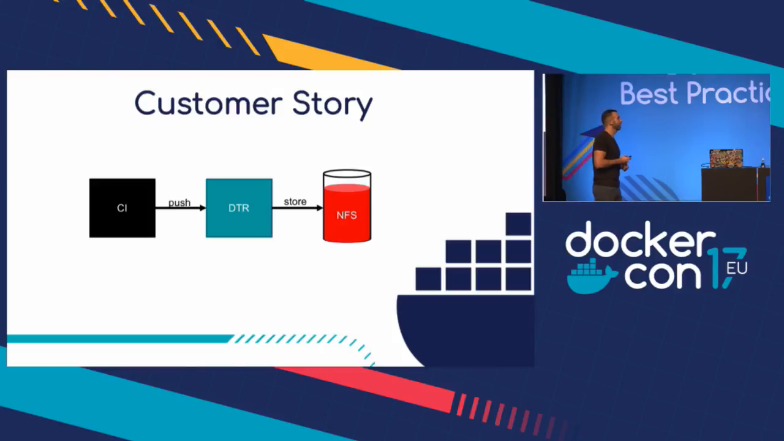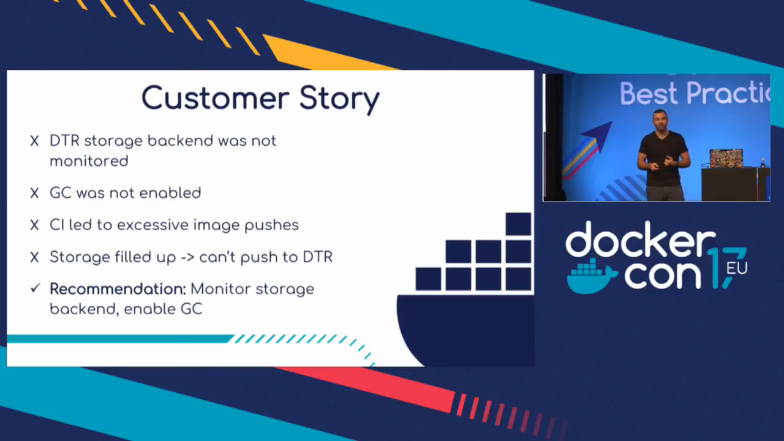So this is another customer story. They deployed DTR, and they used NFS, and the NFS team was a separate storage team, and they did not like each other. It was really bad. They never really talked to each other, and all of a sudden, in production, they were having some DTR issues. The reason was that the NFS storage was really filling up, and it kind of crashed DTR because of that. Our recommendation is to monitor the storage backend.